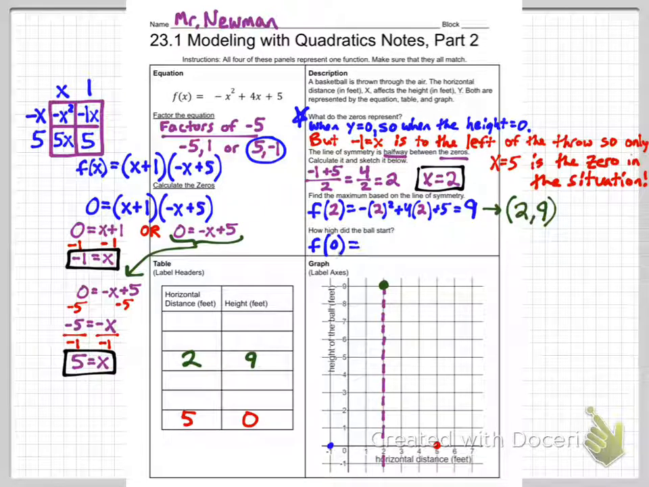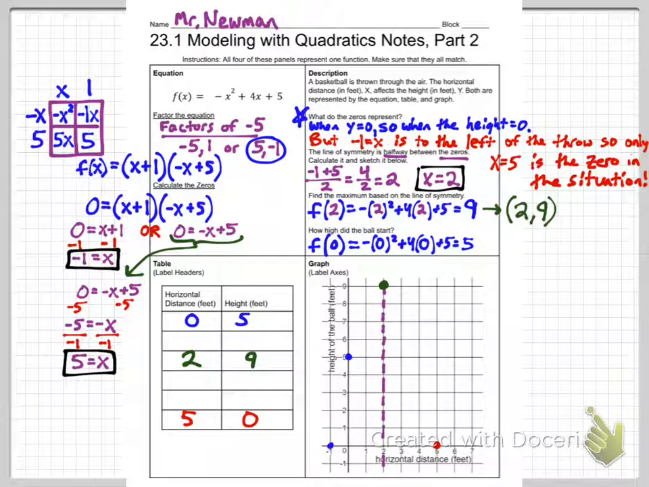Last thing we need to do is, how high did the ball start? Well, that's when the x value is 0, because that's the start of the throw. So we're going to plug 0 into our function. When you plug in 0, you get 5, which means that is a point, and I'm going to put that on the table and on the graph.